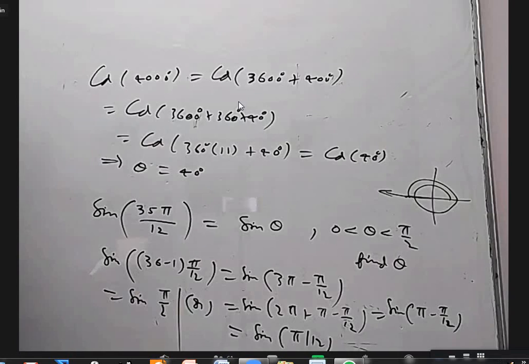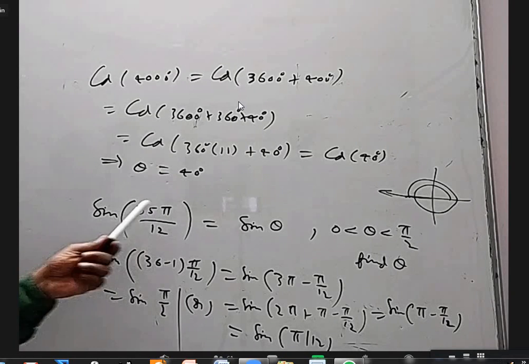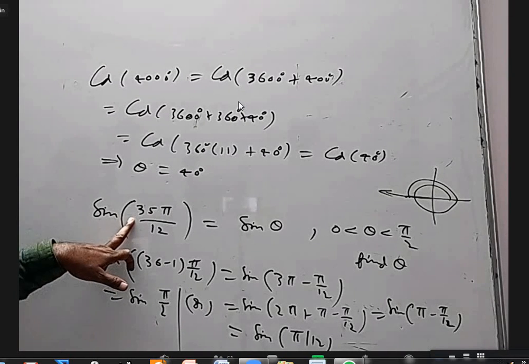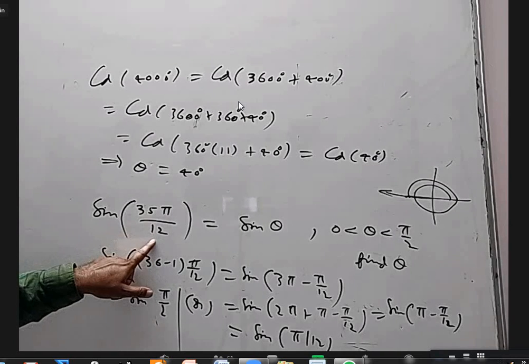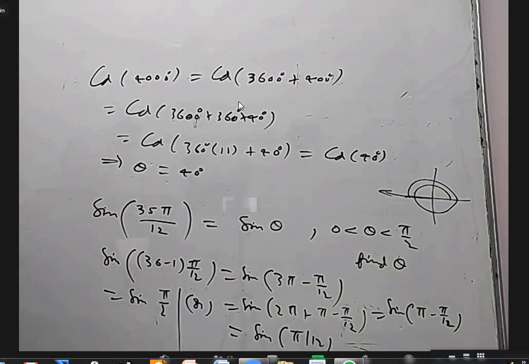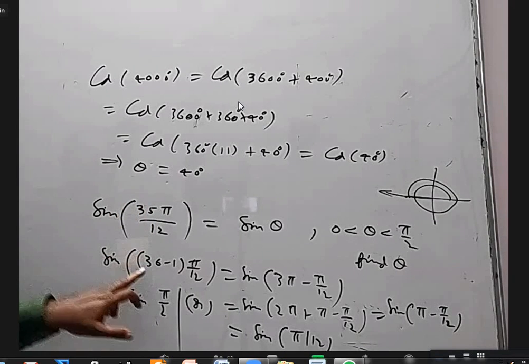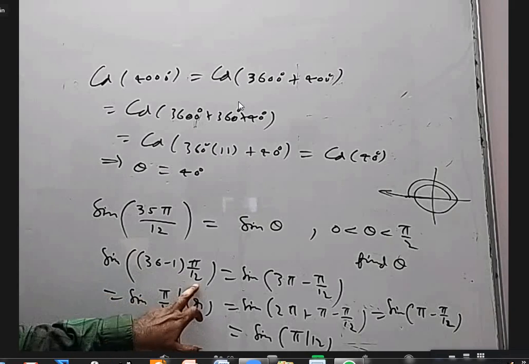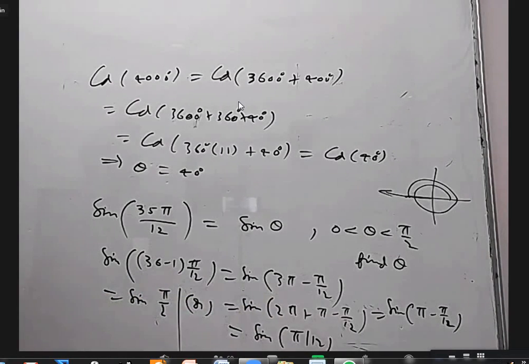Whenever you have things in radians, especially improper fractions, you can write it as a mixed fraction, or find which multiple of the denominator is close to this. 12 into 1, 12 into 2, 12 into 3, 12 into 4. I know 12 into 3, 36, is close to this. So try to write this in terms of that. I wrote that as 36 minus 1. Take this into this separately, this into this separately, split it.